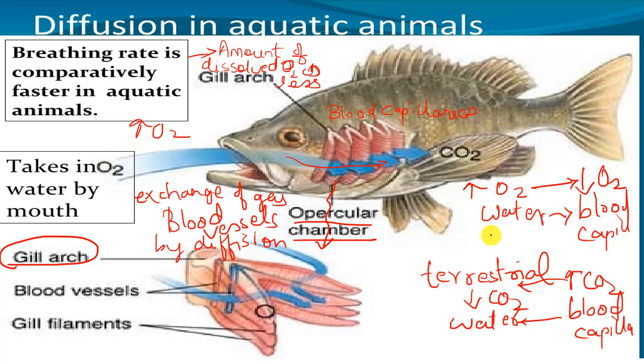You can explain in detail also that water has more oxygen when it enters the gills, and blood has less carbon dioxide exchange. Hence, there is an exchange of oxygen and carbon dioxide, and the water, which is rich in carbon dioxide, finally comes out of a small opening present in the fish body that is called the operculum chamber. In this way, exchange of gases takes place in fish by the process of diffusion.